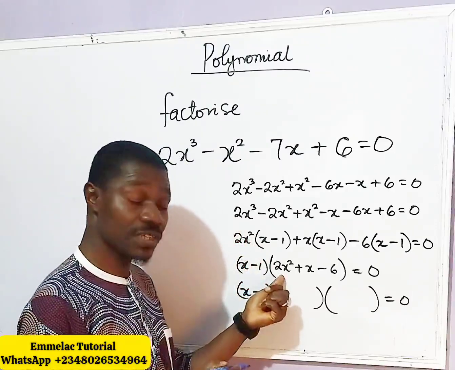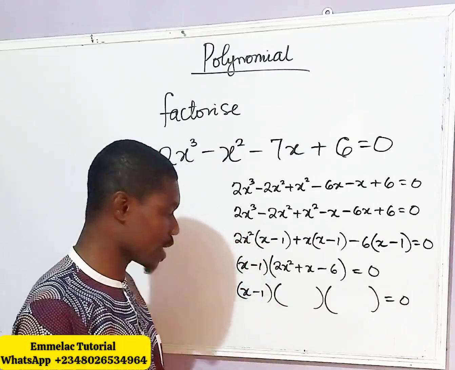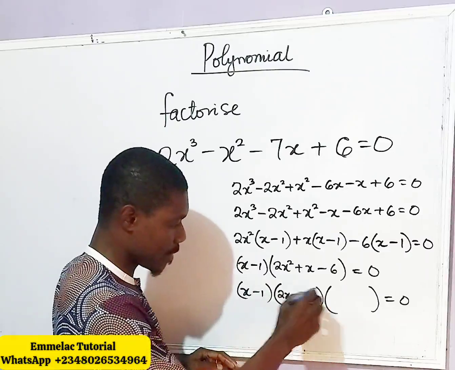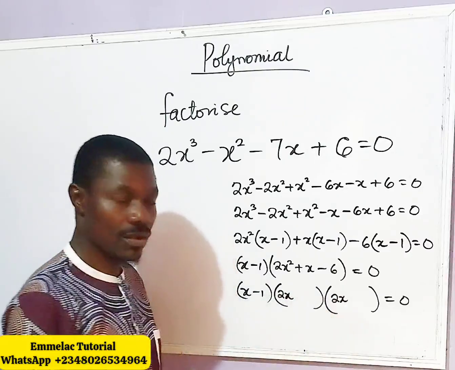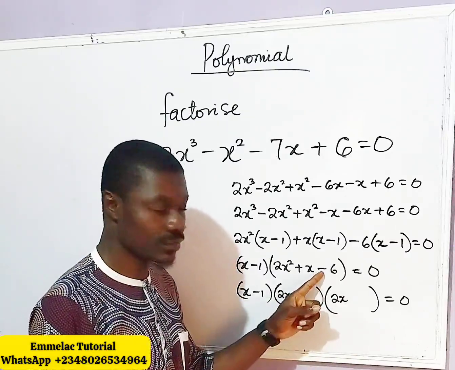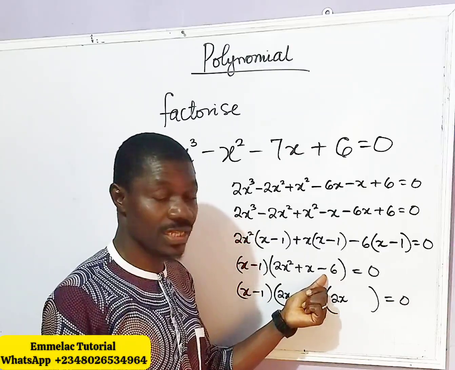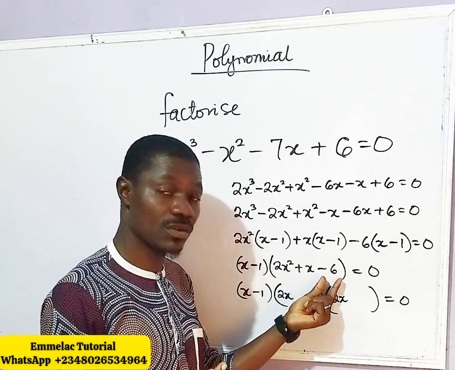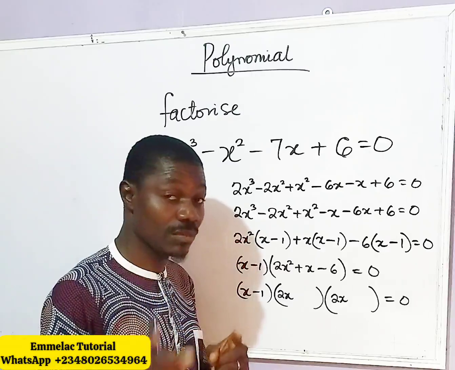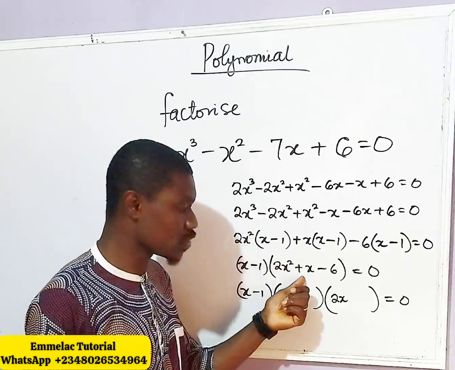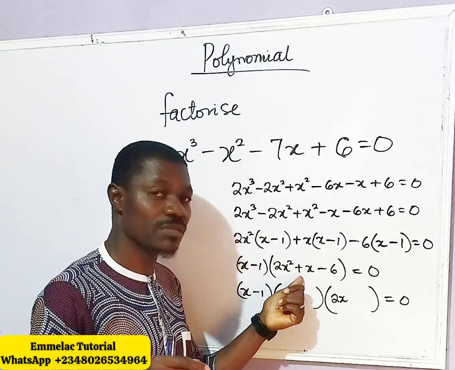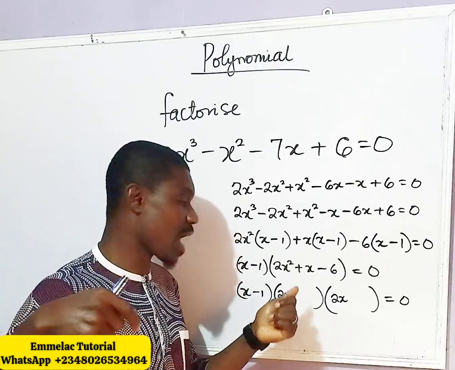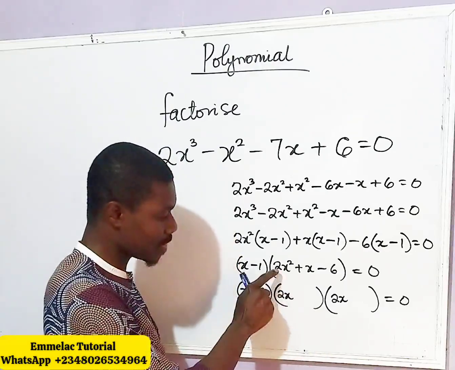Now take note that the leading coefficient here is 2, and the variable here is x, so you put 2x here and 2x here. Now considering that the constant here has a negative sign, it implies that the two factors which multiply to give us this constant are plus and minus. Since the sum here is positive, it means the greater of the two factors has a positive sign.